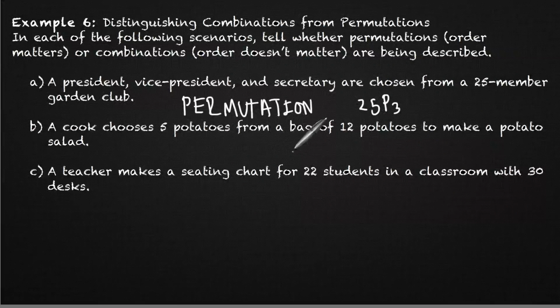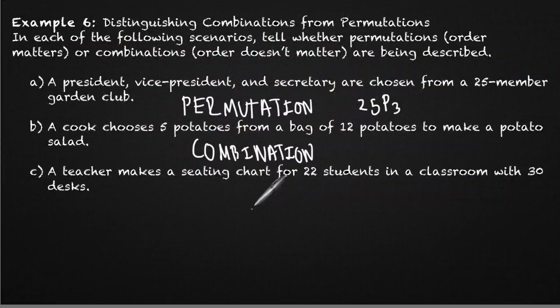Okay, letter B. A cook chooses 5 potatoes from a bag of 12 potatoes to make a potato salad. All right, now I know this is kind of funny, but it's going to be a combination because think about it. The order of the potatoes does not matter. If you put potato 1 into the mixing bowl before potato 5, well, they're all 5 going in. There's no difference. They're all equal potatoes. So that's going to be a combination. Order does not matter.